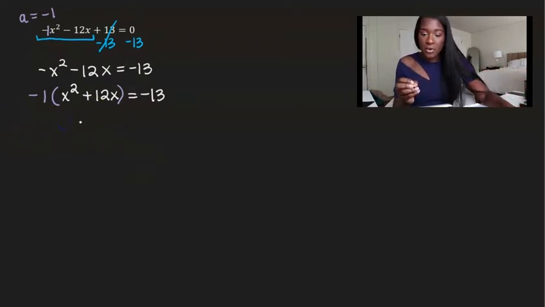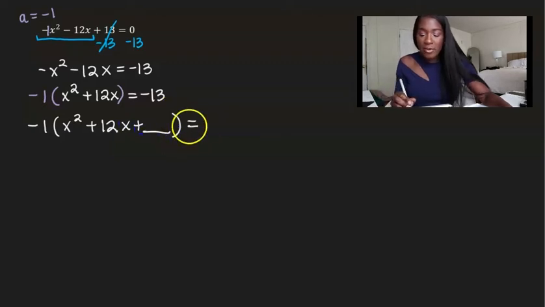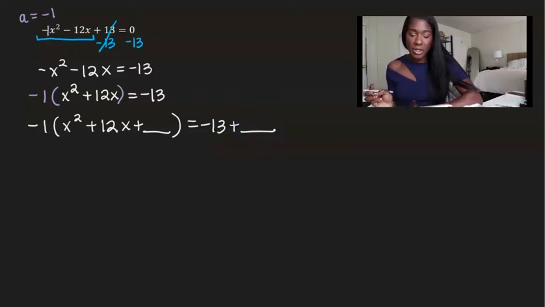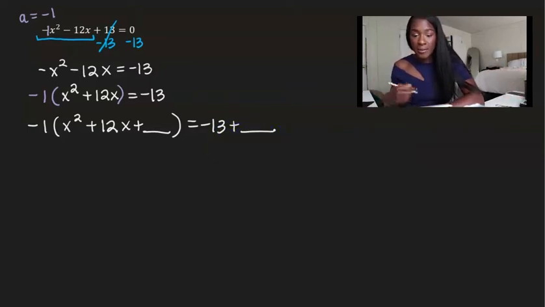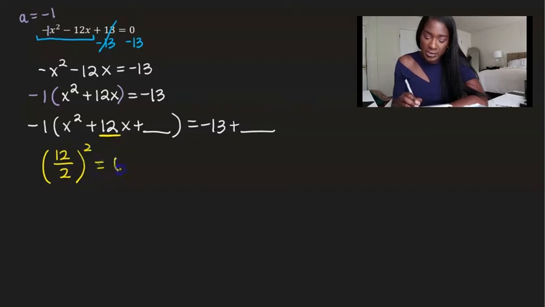Now that we have the negative 1 factored out, we are ready to go on the inside of the parentheses and calculate the number that we're going to add in right there. And whenever we do something to one side of the equation, we also have to do something to the other side to balance it out. So to calculate that number, we look at the coefficient of x, which in this case is 12. We take that number, divide it by 2, and square it. So 12 divided by 2 gives us 6, and 6 squared is a positive 36.